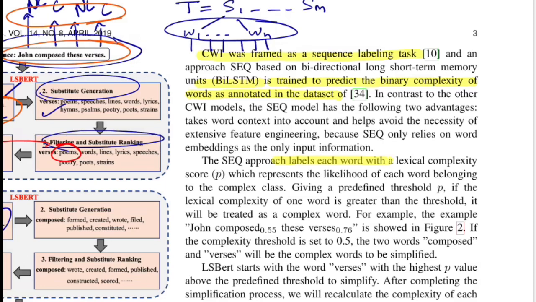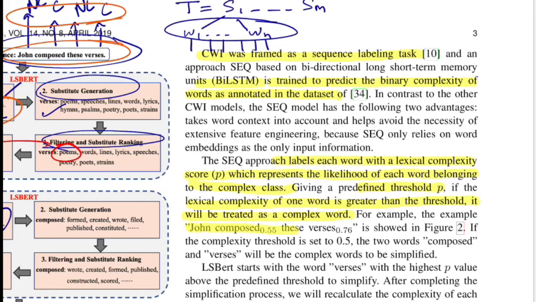The approach labels each word with lexical complexity score P, which represents the likelihood of each word belonging to the complex class. So that is the probability that you get after sigmoid. That is the score that they're talking about. And then you have some predefined threshold. If the lexical complexity of one word is greater than the threshold, it will be treated as a complex word, which is actually how a sigmoid works. If you have a threshold of 0.5, any number that you get above 0.5 after putting in the sigmoid, you make it 1, otherwise you make it 0.